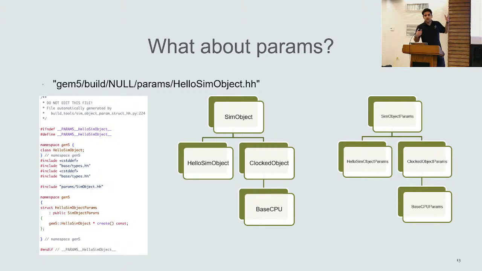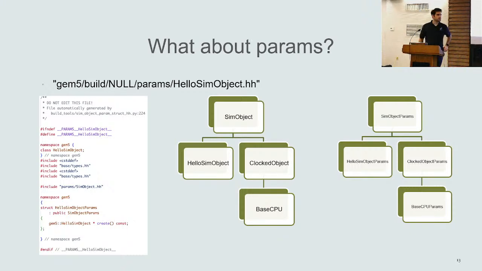Again, basically showing the same thing. Let's assume that we have a class hierarchy like this, where hello SimObject and clocked object inherit from SimObject, and base CPU inherits from clocked object. You can draw a parallel between this inheritance hierarchy and the inheritance hierarchy for their respective params. So hello SimObject params and clocked object params inherit from SimObject params, and then base CPU params inherits from clocked object params.